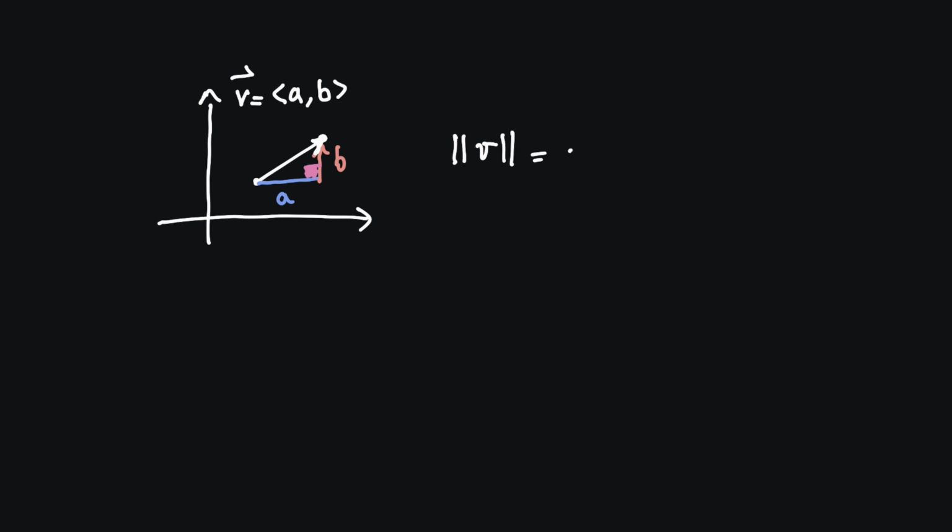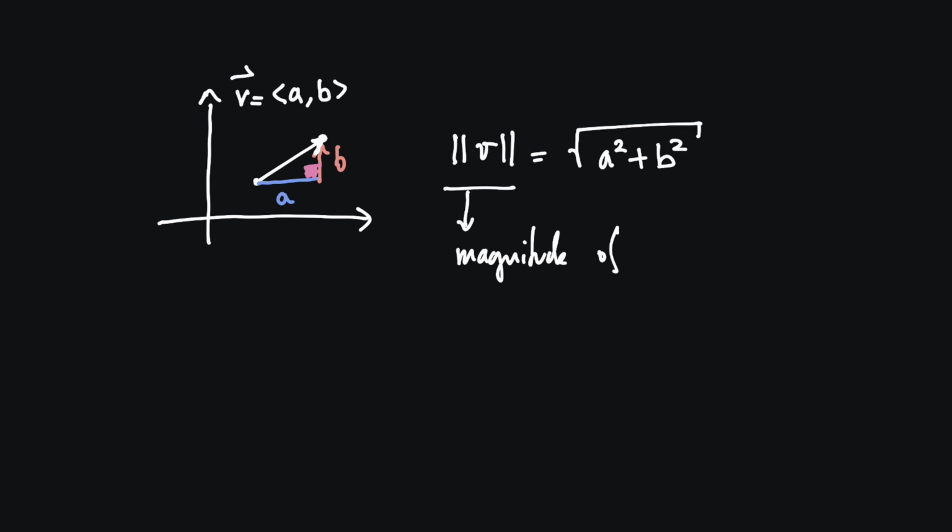The magnitude of B will be equal to the square root of a squared plus b squared. Notice that in this case, the magnitude of the vector represented by this symbol, magnitude of a vector, it's the hypotenuse of the right triangle. And what we have here is the Pythagorean theorem isolating already the hypotenuse.